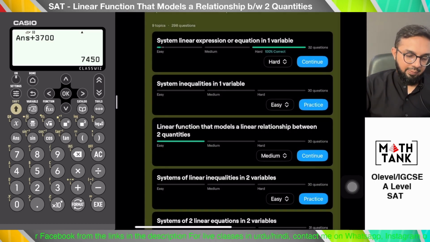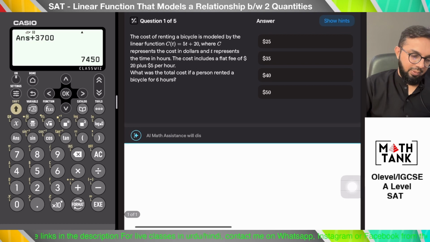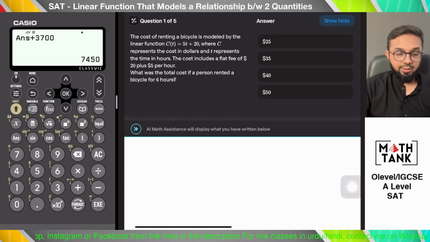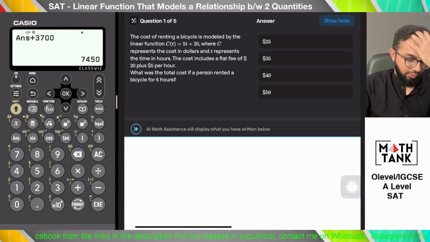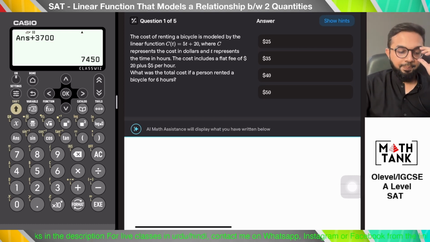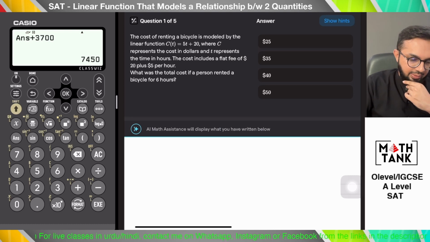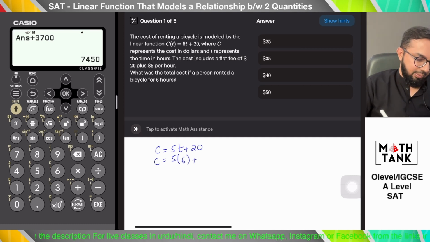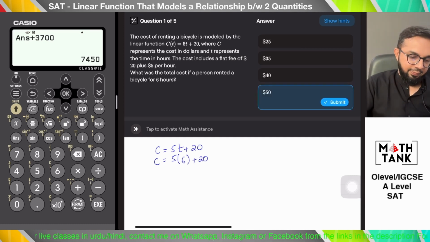Let's see if there are more medium level questions. Yes, there are more medium level questions. Let's see these. The cost of renting a bicycle is modeled by the linear relationship 5t plus 20, where C represents the cost in dollars and T represents the time in hours. The cost includes a flat fee of $20 plus $5 per hour. What was the total cost if a person rented a bicycle for 6 hours? Okay. So 5t plus 20 for 6 hours. So 5 times 6 plus 20. That's 50.